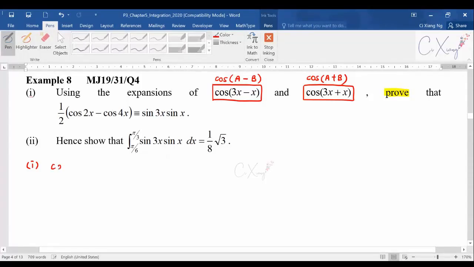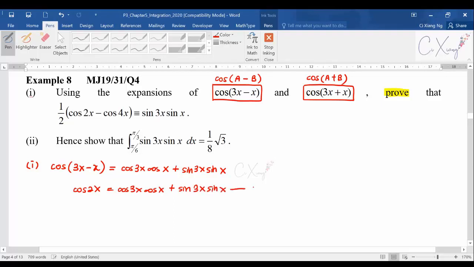Okay, so let's start. For cos A minus B, if you expand it, you have cos A cos B plus sine A sine B. A is 3x, so I'm having 3x here. So sine A sine B. Okay, and after that, if let's say you try to simplify 3x minus x, you have 2x. So cos 2x is actually equal to cos 3x cos x plus sine 3x sine x. So this is the first equation that I have. Okay, and then the second identity that they want you to expand, or to prove, is cos A plus B.